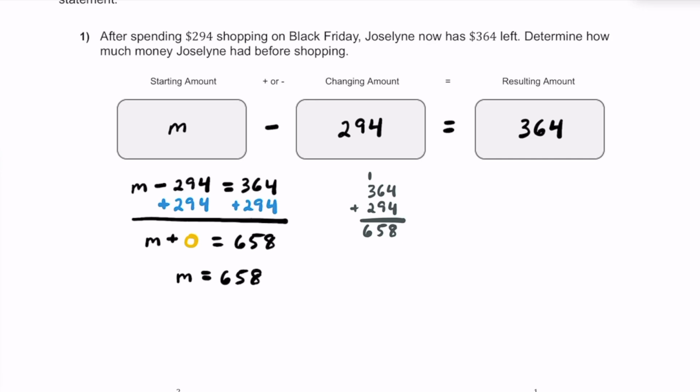So what does this mean? This just means that Jocelyn had $658 before Black Friday shopping.